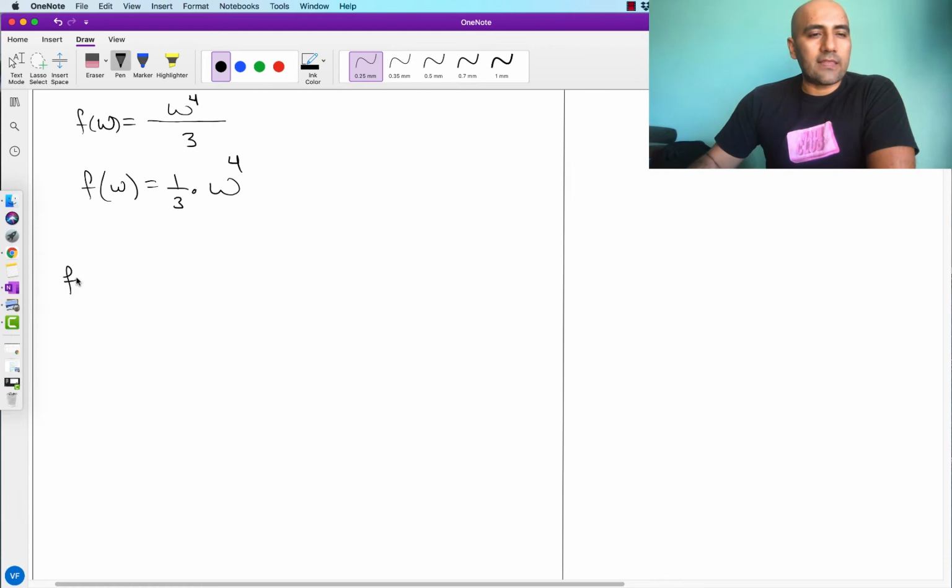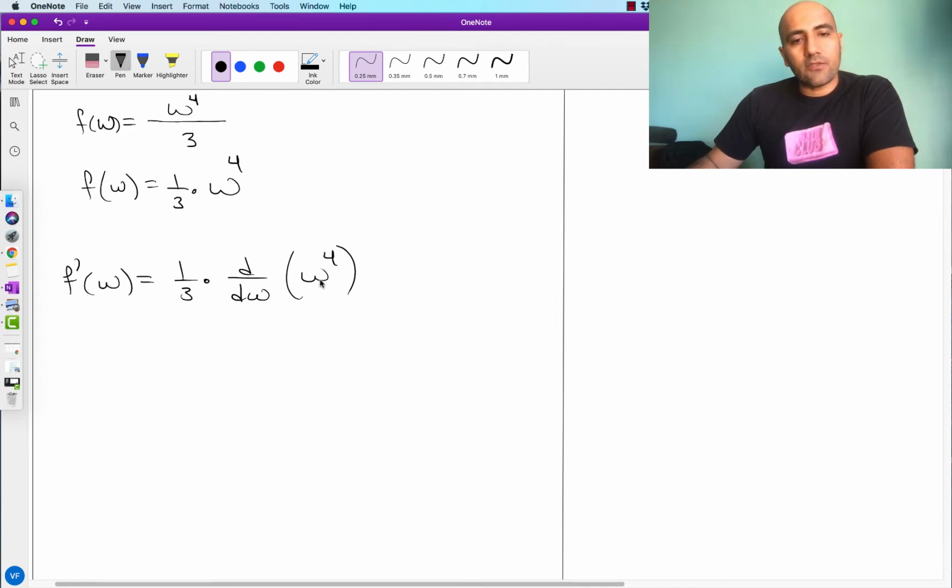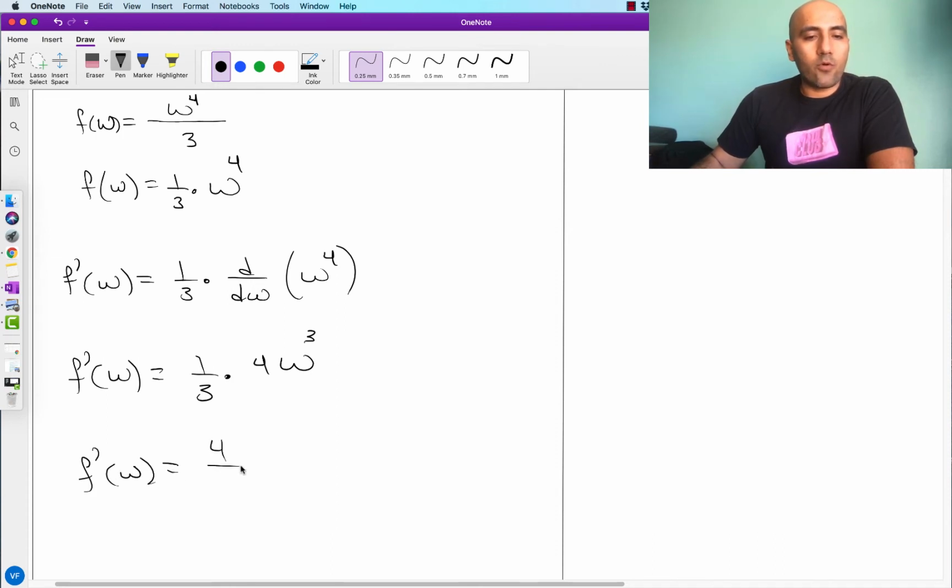And now we can say that the derivative of this function is equal to 1/3 times the derivative with respect to w of w to the 4th power. Notice that I'm changing all the things with x over to a w. d dw of w to the 4th power. Okay, and so now we know that if we follow our power rule, this is going to be 1/3 times 4w to the 3rd power. And so our final answer is going to be 4/3 w to the 3rd power.